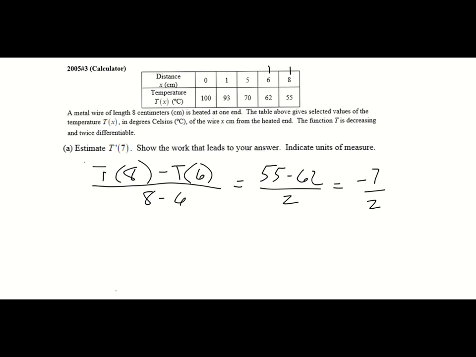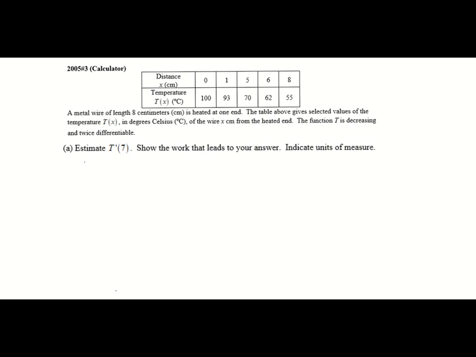I took two temperatures and subtracted them on the top, so that's degrees Celsius, and I took distances on the bottom, so centimeters on the bottom. Degrees Celsius per centimeter. And that is 1 point just for the answer.